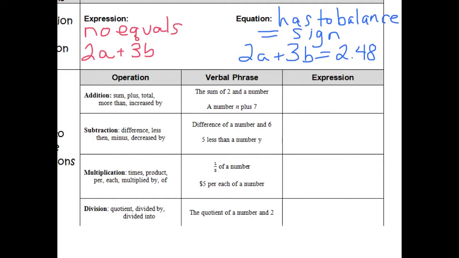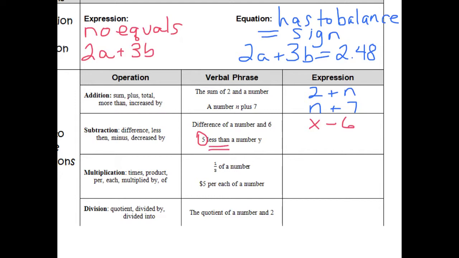So when we're given a verbal phrase, one of our jobs is going to be to write it as an expression. So here we have the sum of a number and 2. Sum is addition, so 2 plus n. A number n plus 7. In subtraction, we have the difference of a number. Let's use x for our number. We're doing subtraction. Difference means subtraction. A number and 6.